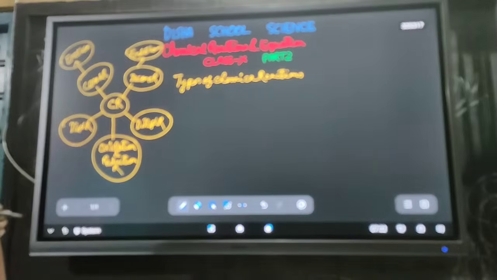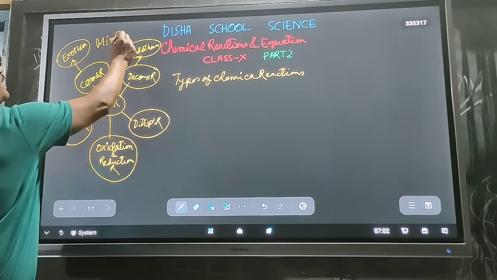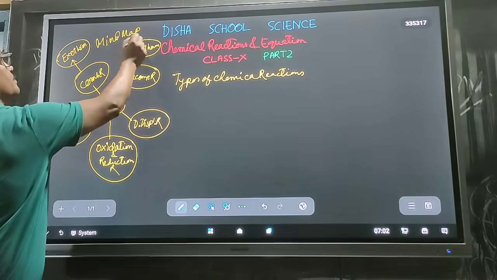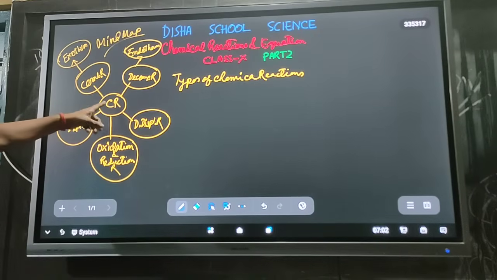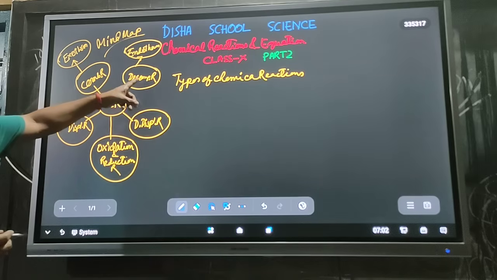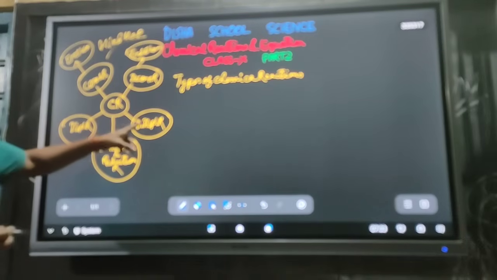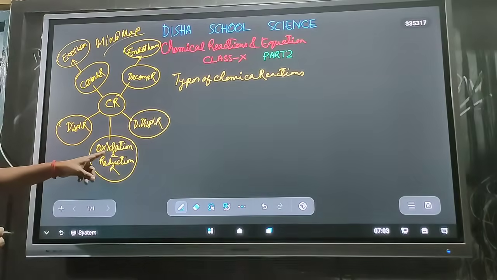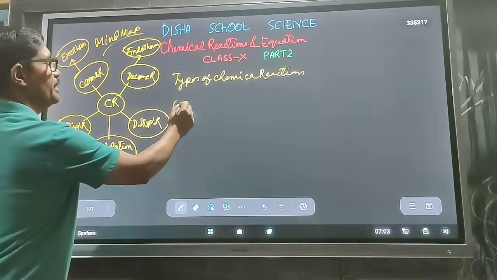So there are different types. First of all, you see the mind map. Mind map, very important. This is the mind map of different types of chemical reaction: combination reaction, decomposition reaction, displacement reaction, double displacement reaction, oxidation and reduction reaction. So first we start with combination reaction.